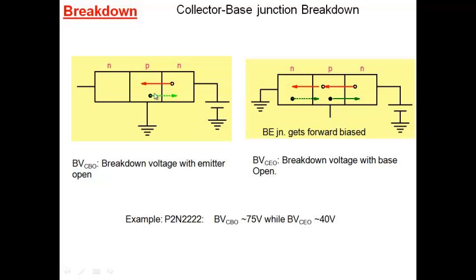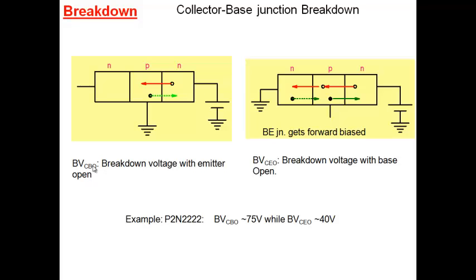And we call this breakdown BVCBO. You can see what it means: BV refers to breakdown voltage, CB refers to the collector-base junction, and O refers to the emitter being open. So the manufacturer is quoting a value of breakdown voltage where he kept the emitter open and applied a sufficiently large voltage to cause a breakdown.